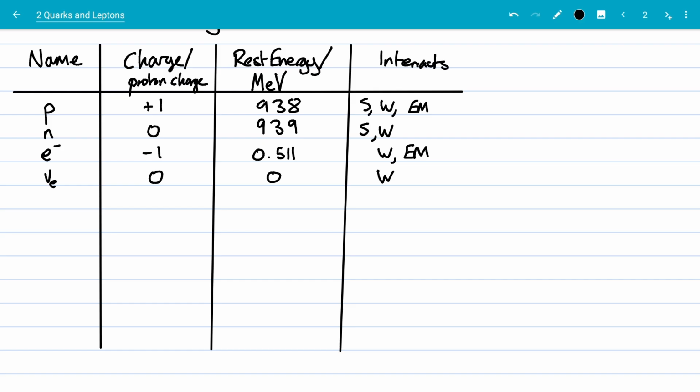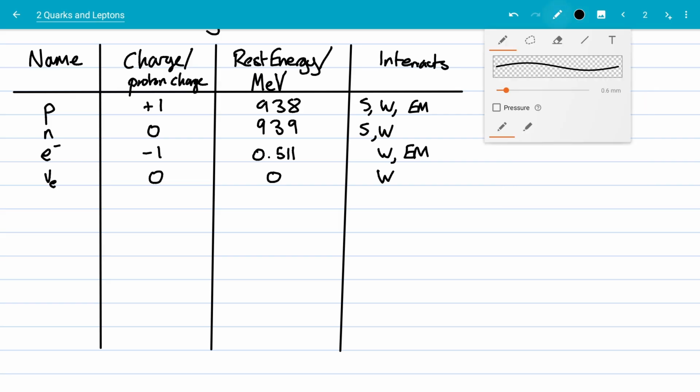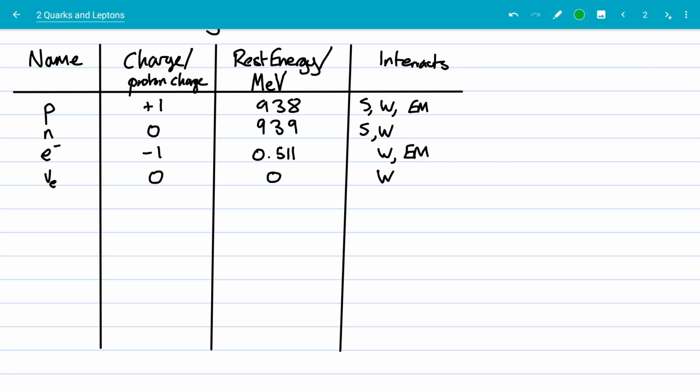So you can see straight away there seems to be some differences. These two at the top, they seem to interact with the strong nuclear force. The electromagnetic force is the particles that are charged, so that's easy to explain. But they all interact with the weak nuclear force so far.